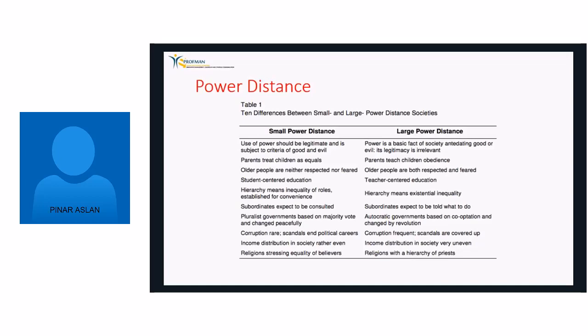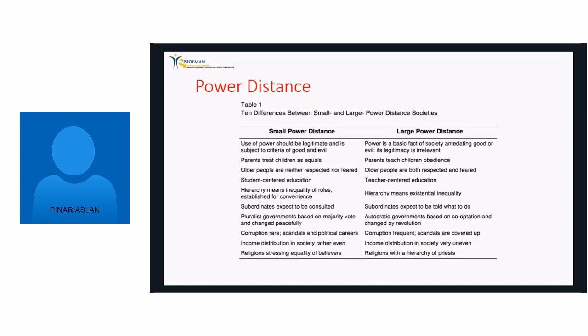In a small power distance society, parents treat their children as equals, whereas in a large power distance society, parents teach children obedience. So they teach their children to obey. But in small power distance societies, they teach their children to think like grown-ups. Older people are neither respected nor feared in a small power distance society, and older people are both respected and feared in a large power distance society. Student-centered education is the education type of small power distance society, whereas in a large power distance society, teacher-centered education is the preferred one. Hierarchy means inequality of roles established for convenience in a small power distance society, whereas hierarchy means existential inequality in a large power distance society.